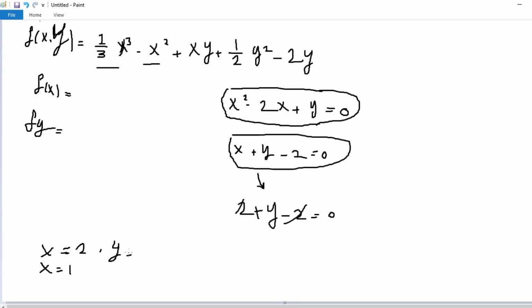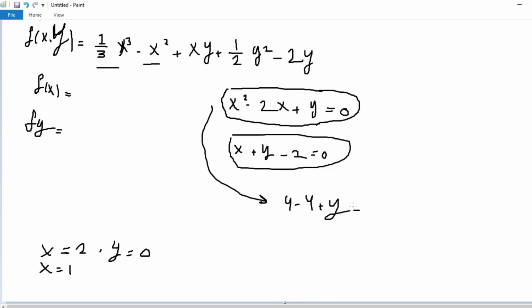Is that correct? I don't know. If you want to know, you can check using the second equation. If the answer is 0, it means your answer is correct. So 2 squared is 4, and then minus 2 times 2 is 4, and then plus y equal to 0. Those cancel, so y is equal to 0, which means my answer is correct.